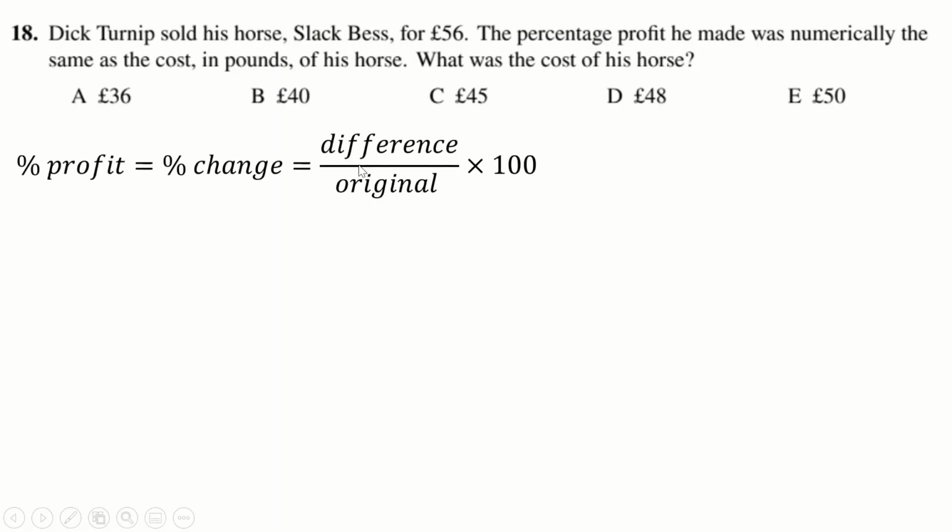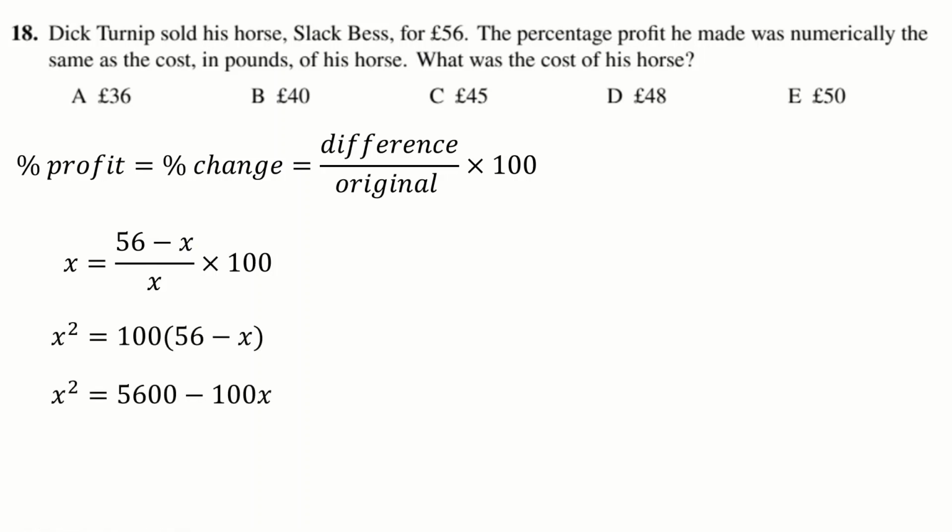So percentage change is difference over original times 100. Now, they want the original price to be the percentage profit or change. So if we call this x and the new price is 56, we get x equals 56 minus x over x, because this is the original price, times 100. Now, you can sort this out if you want, and you end up with a horrific quadratic to try and solve. So that's where I stopped here. I couldn't think of two numbers that did this.